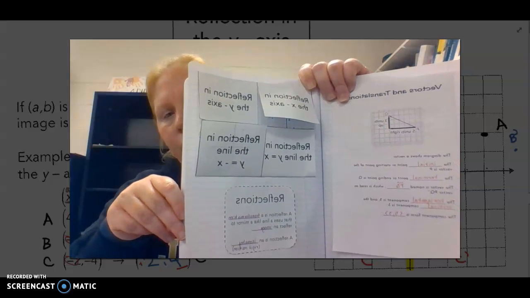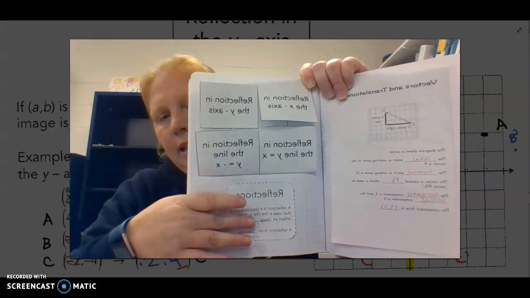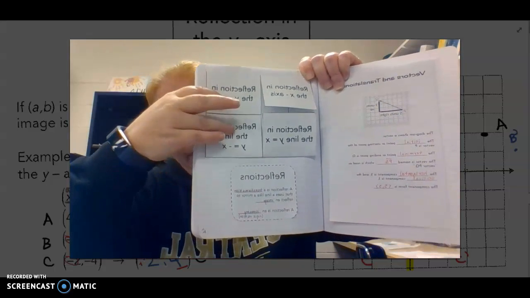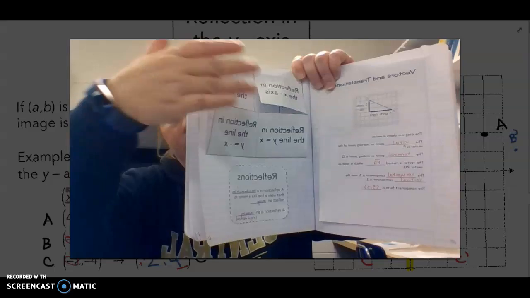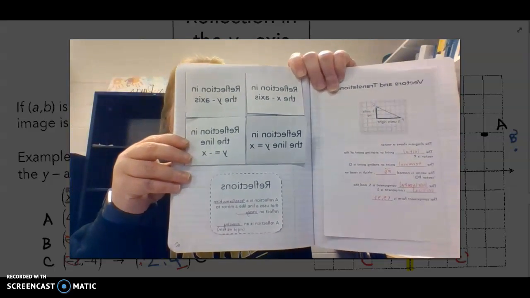All right, now you're going to glue them into your ISM like this. So the reflection bubble is down here, and then your foldables on top. They both fit nicely on one sheet. Of course, if you want to make your bubble up top and your foldable down low, it's yours, it doesn't matter. But this is the way that I pasted mine in.